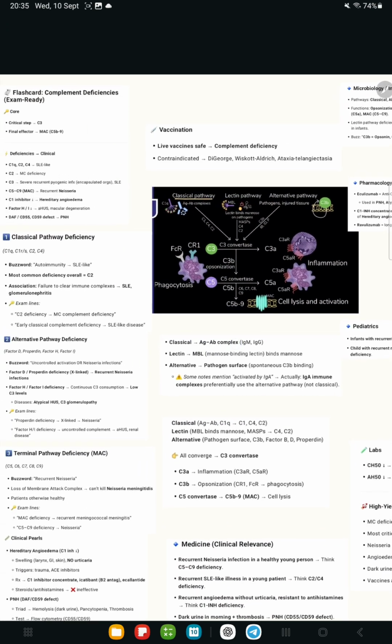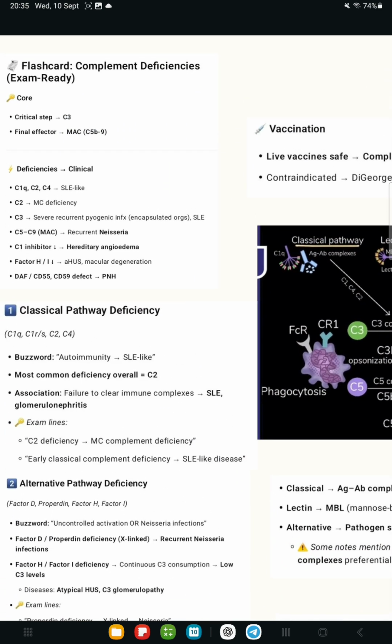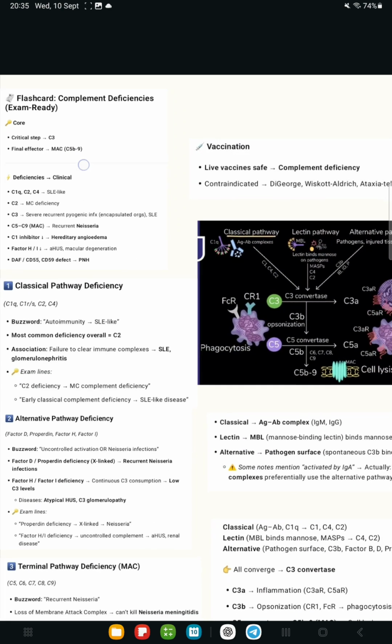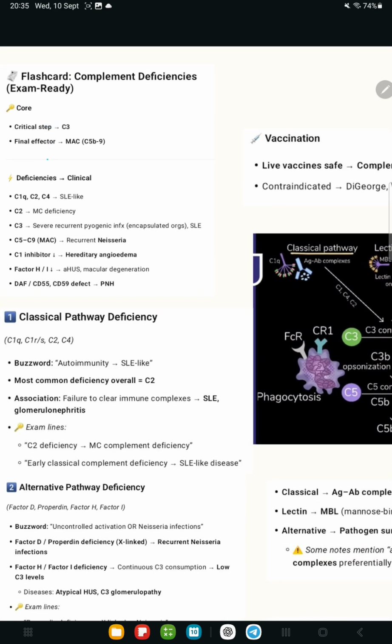We'll go quickly through these diseases, and we'll come back to this pathway also. Basically we have to remember that the most critical step here is C3, and the final effector is C5b-9, which is MAC. Deficiencies: whenever there is C1q, 2, 4 deficiency, it will present like an SLE-like illness. For C2 deficiency, we have to remember this is the most common deficiency. And for C3 deficiency, we have to remember that it presents with severe recurrent pyogenic infections with encapsulated organisms and an SLE-like presentation.